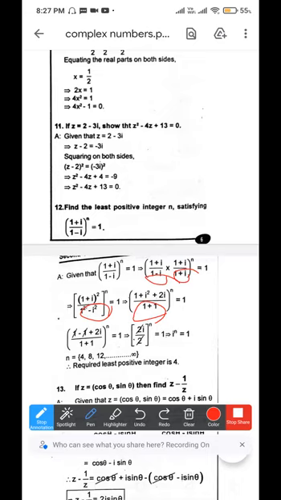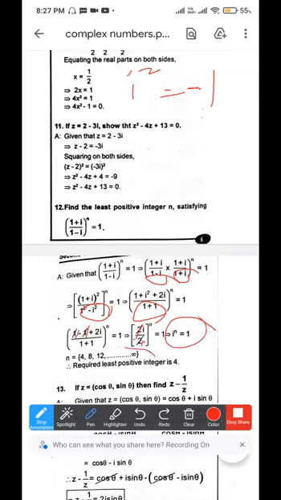Now, plus 1 minus 1 gets cancelled out because i square is minus 1. What is i square? i square is minus 1, so we get 2i by 2 whole power n is equal to 1. 2 and 2 get cancelled out. i power n is equal to 1. Then n could be anything.